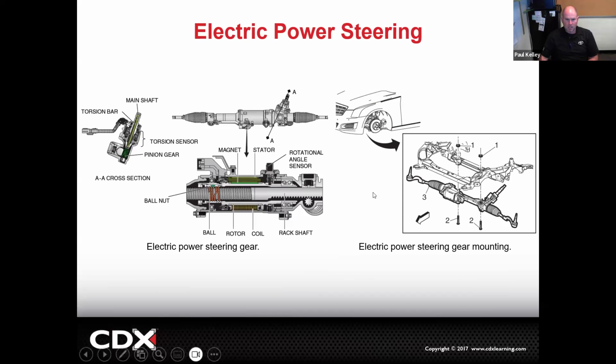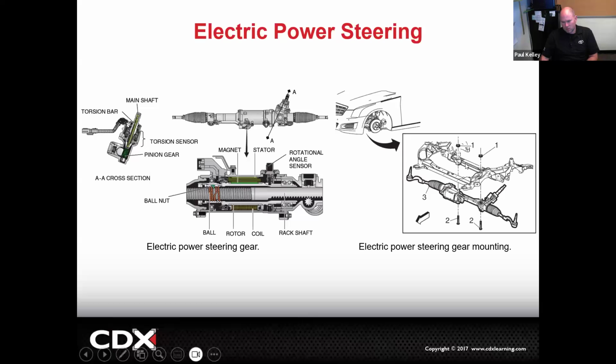And as you can see on the actual rack, we have a couple different ways to do this, but we'll do a torsion sensor, and that feels how hard the customer is trying to turn it. And if they're trying to turn hard, we should boost up the assist by running more amps to the motor. Cool. So that's kind of what this is.